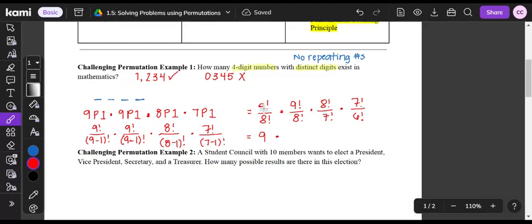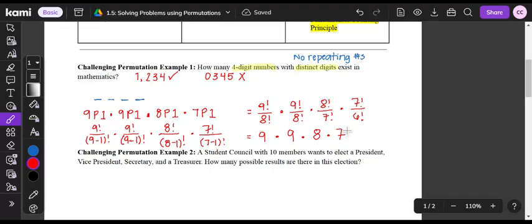Okay, and I went over that trick in another video. So if you're still confused on that, make sure you ask me in class. Same thing here. This is just going to be 9. All right. 8 and 7 both have 7 factorial in common. So this is just going to be 8. And then this one is just going to be 7.